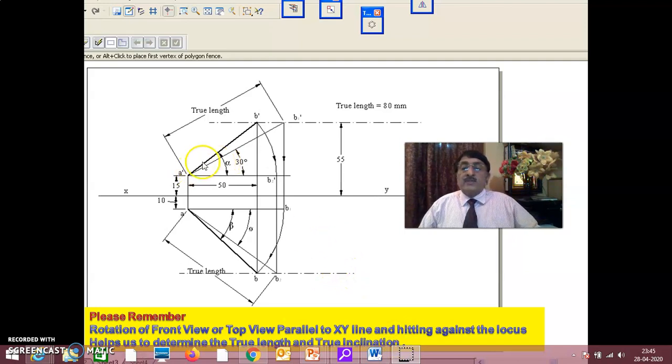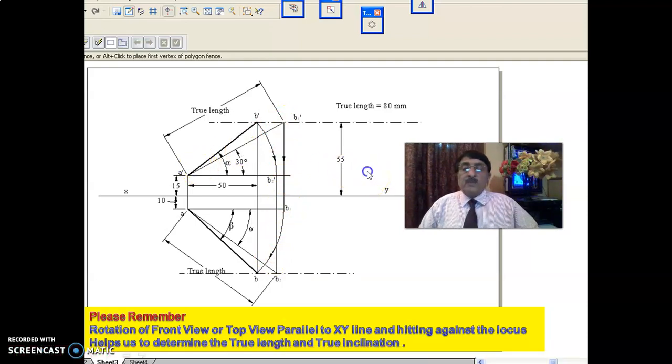This says, see here, front view parallel to the XY line, hit against the locus, true length. Top view parallel to the XY line and hit against the locus, you get the true length. In that way, if you remember this, you are able to do problems faster.